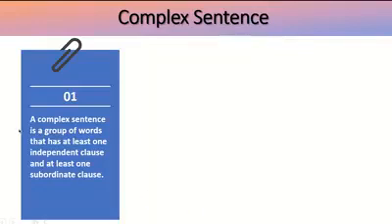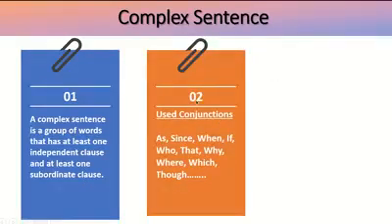A complex sentence is a group of words that has at least one independent clause and at least one subordinate clause. I say again, a complex sentence is a group of words that has at least one independent clause and at least one subordinate clause. Here, the conjunctions used are as, since, when, if, who, that, why, where, which, though.